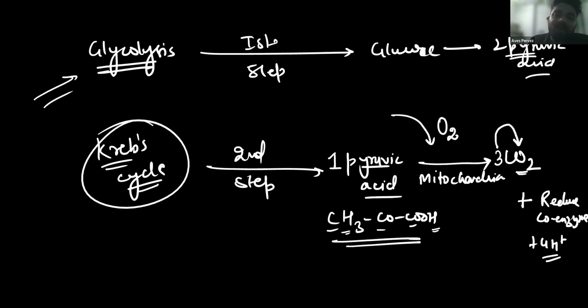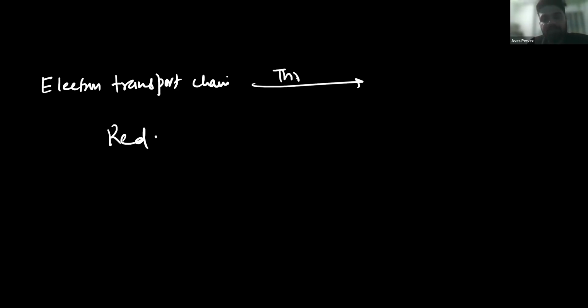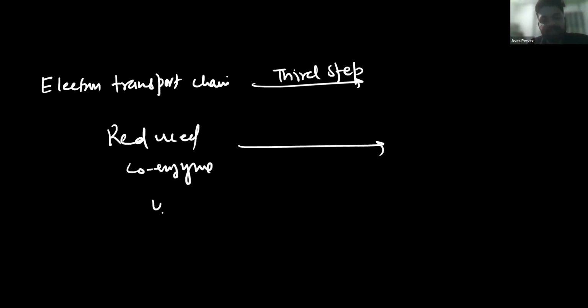Now, what is going to happen next? The last step is the electron transport chain. This is the third step. In this step, the reduced coenzyme that was formed here, the H plus ions, needs the oxygen. What do you see when hydrogen reacts with oxygen? What does it form? It forms water. So water will be formed here.